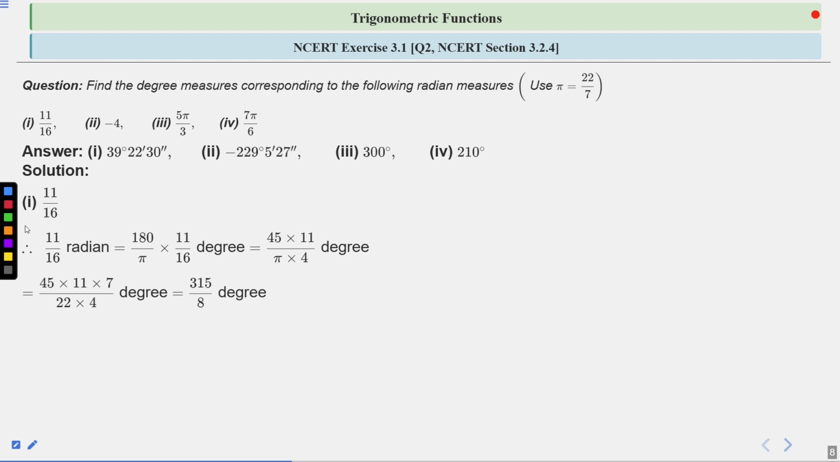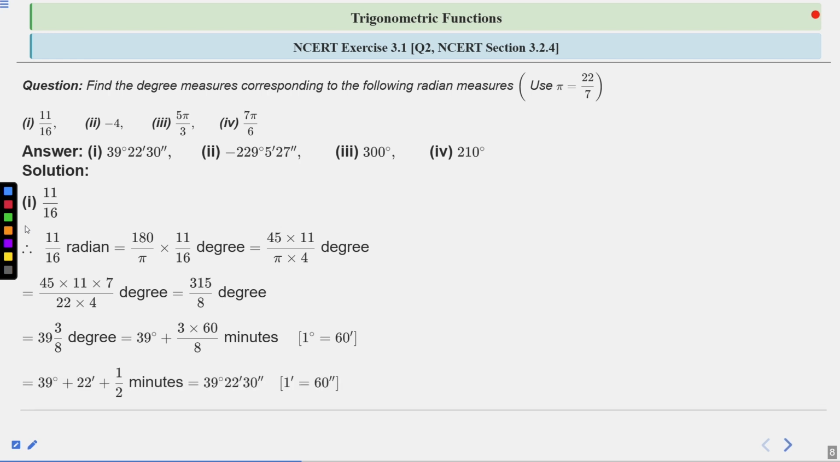right? Which is equal to 39 mixed 3 upon 8 degree, right? Which will come as 39 degree plus 3 into 60 upon 8 minute, since we know that 1 degree is equal to 60 minute, right? So it will be like 39 degree plus 22 minute plus 1 by 2 minutes, right? So the final answer will be like 39 degree, 22 minute and 30 seconds, since we know that 1 minute is equal to 60 second.